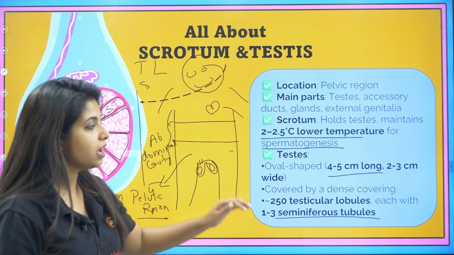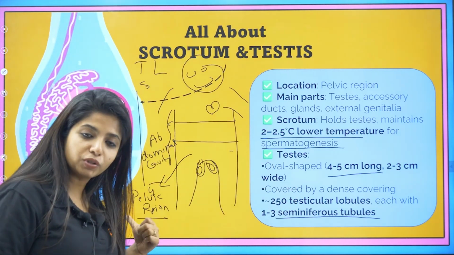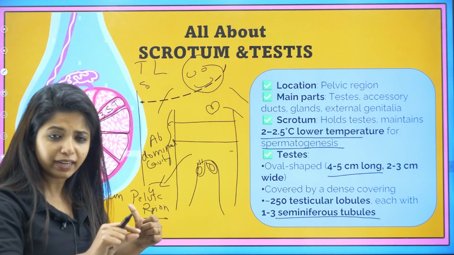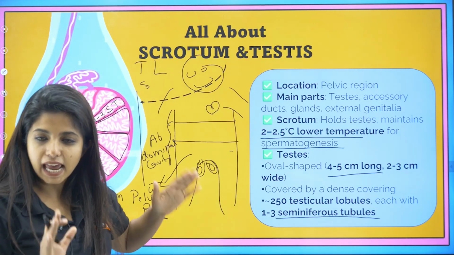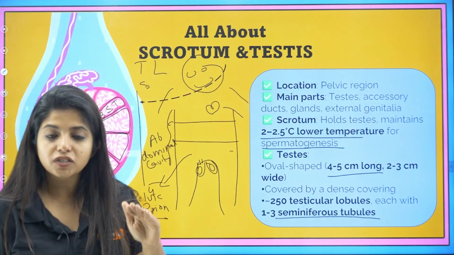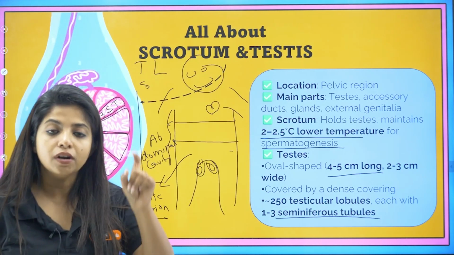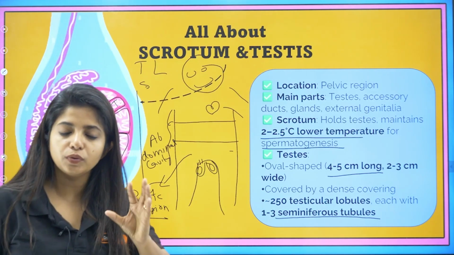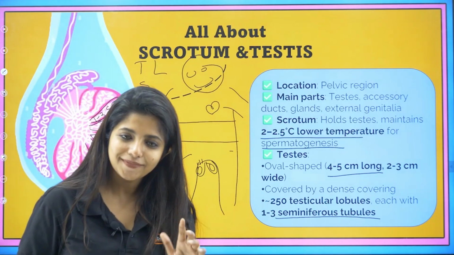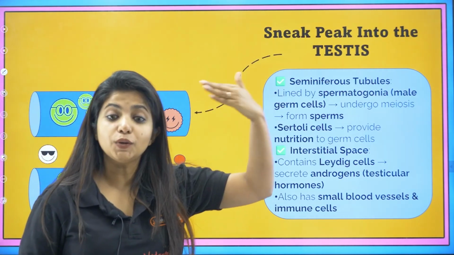Now, my dear children, if we talk about the testis, the structure of it is ovular in shape. 2 to 3 is the width, 4 to 5 is the length. It has a dense covering. It has 250 testicular lobules. Inside these testicular lobules, my dear children, 1 to 3 seminiferous tubules are also there. Got it? Now, we are gonna go ahead. So, a sneak peek into the testis.